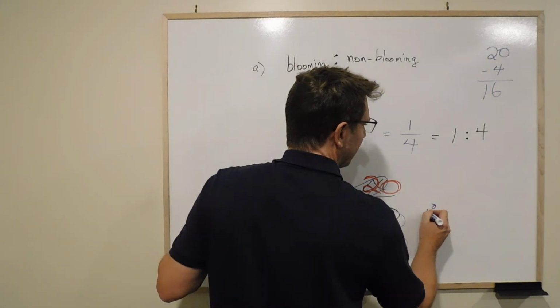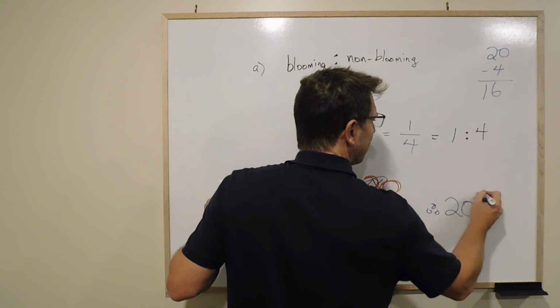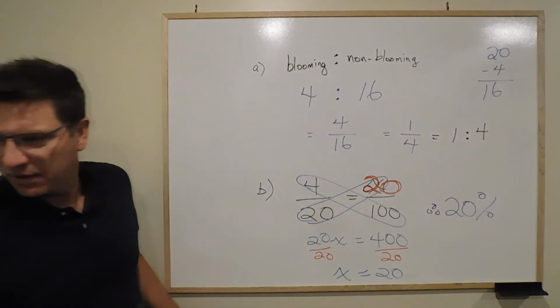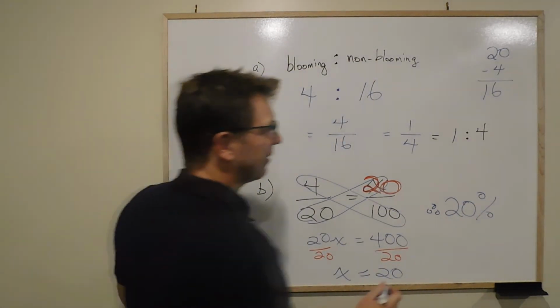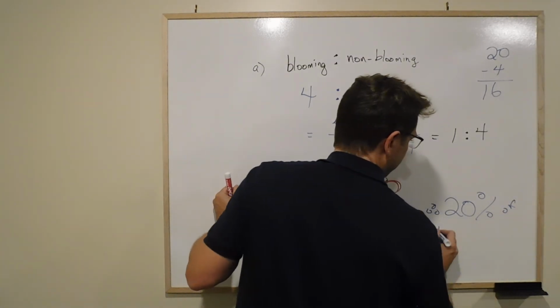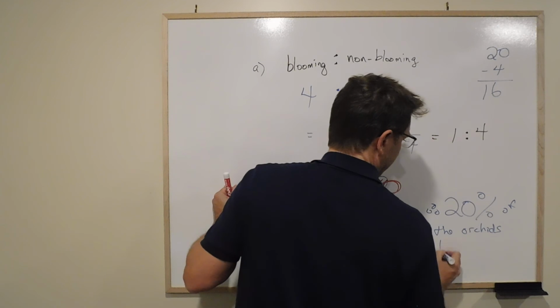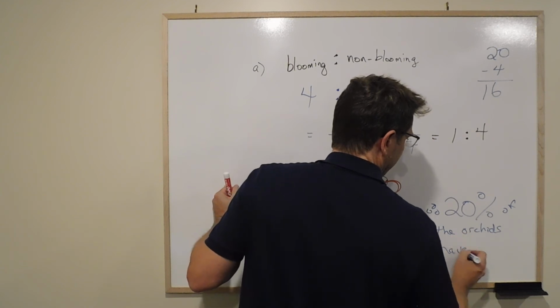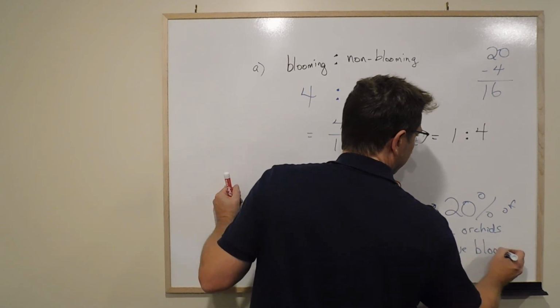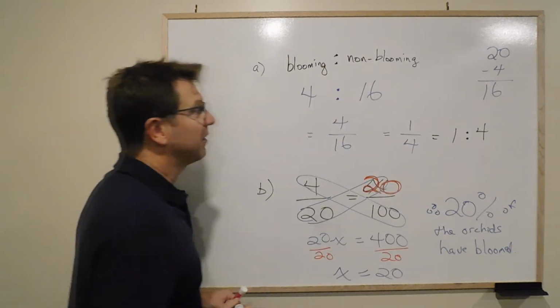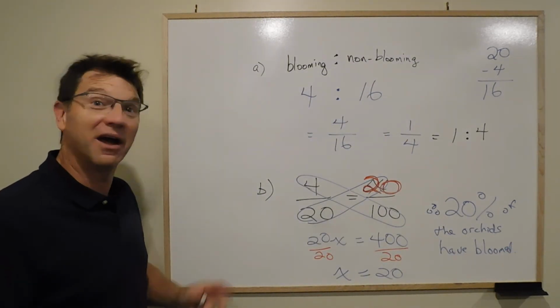So therefore, 20% of the orchids have bloomed. And that's how you get the answer 20%. Okay, I hope that makes sense.